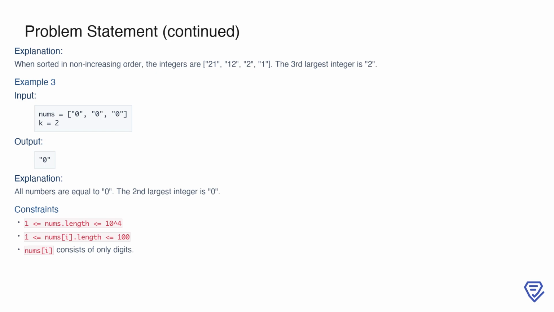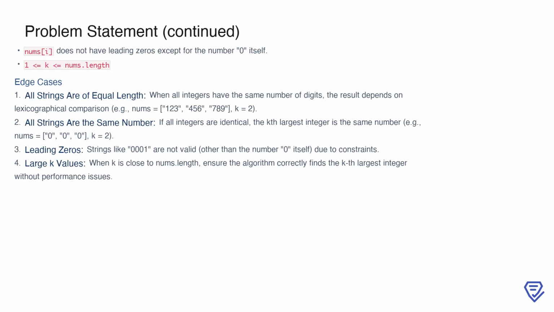Moving on to the constraints of the problem, the length of the array nums can be as large as 10,000, and each string in the array can be up to 100 characters long. This means we could be dealing with arrays containing very large numbers, and our solution must handle this efficiently. Additionally, each string consists only of digits, ensuring that the input strictly represents integers. Furthermore, each string representation of an integer does not contain leading zeros, except for the special case where the number itself is 0. For example, 0001 is not valid, but 0 is.